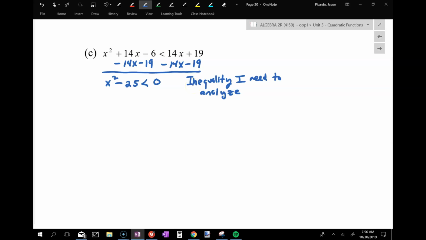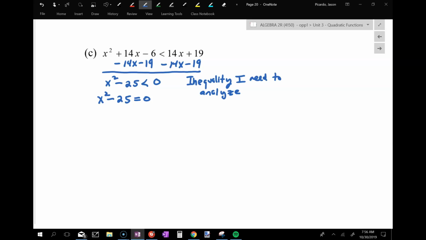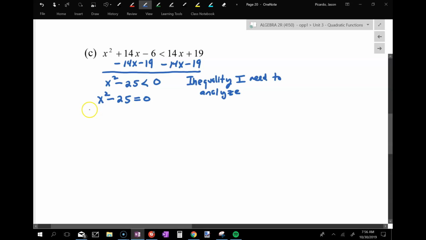Now, before I can do that, what do I got to do? I got to figure out the roots of that, right? So I'm going to set it equal to 0. Is there a greatest common factor? No. I have two terms, so it might be a difference of squares. And is it? It certainly is. X plus 5, x minus 5. Two factors, set them equal to 0.